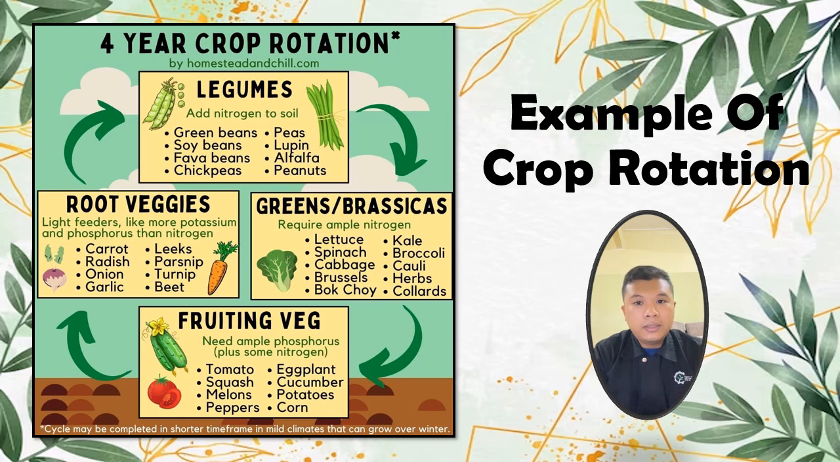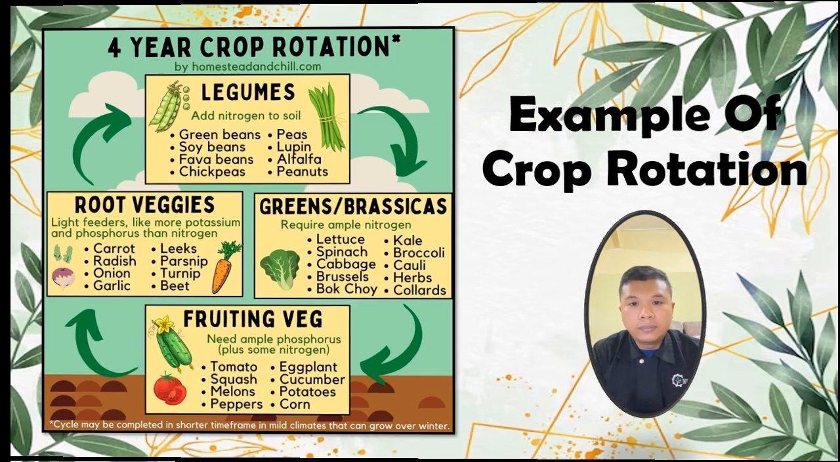And for the last year, the fourth year, we can plant root veggies such as carrot, radish, onion, garlic, parsnip, turnip and beets. So, light feeders like these need more potassium and phosphorus than nitrogen given to the soil.